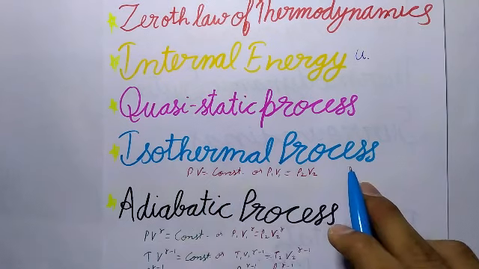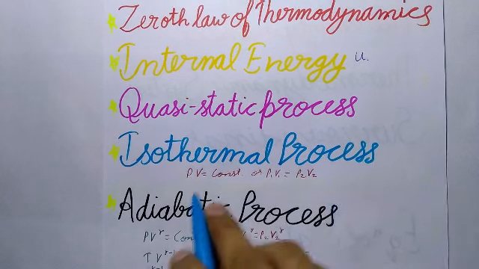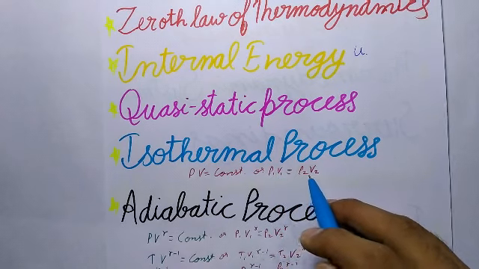Next is isothermal process. A process in which temperature remains constant is called an isothermal process. For such a process, PV equals constant, or we can say that P1 V1 will be equal to P2 V2.